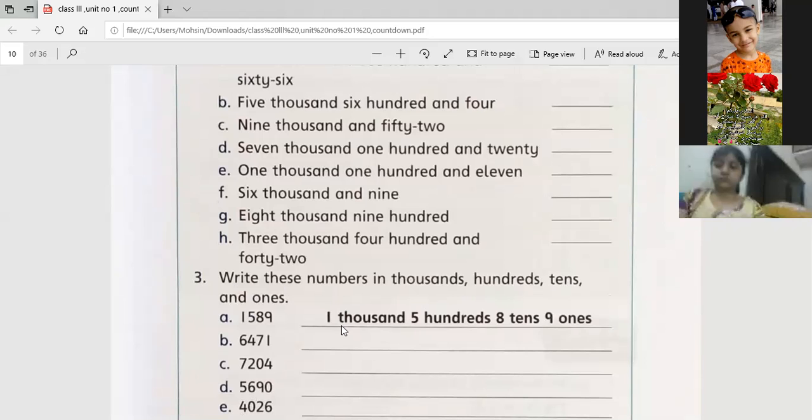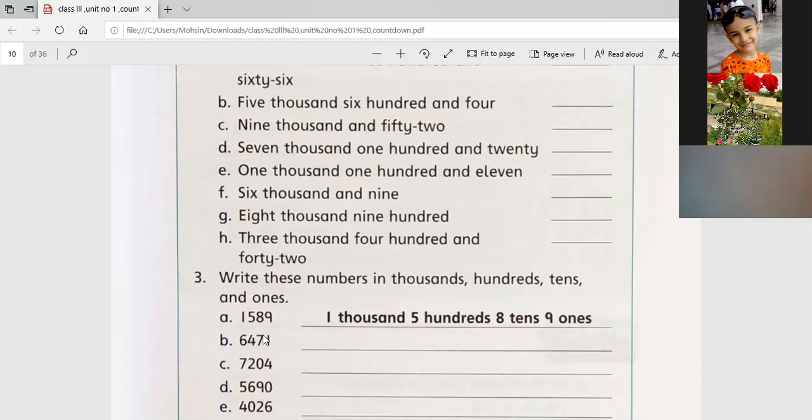It means these values are in thousands. So how are we going to do this one? You can see on the board, A part. The first one is 1589. Now they are saying how many thousands are there, how many hundreds, and how many tens and how many ones are given.